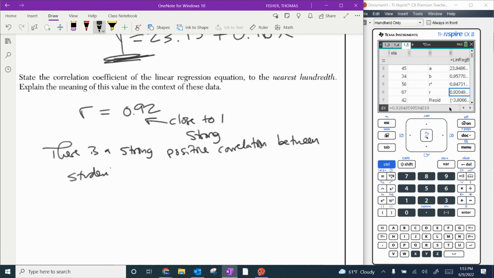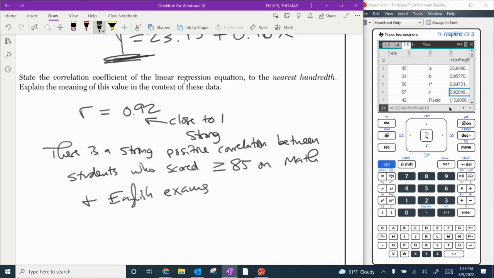students who scored greater than or equal to 85 on math and English exams. There's the context part. If you don't say the context, you lose some credit too.